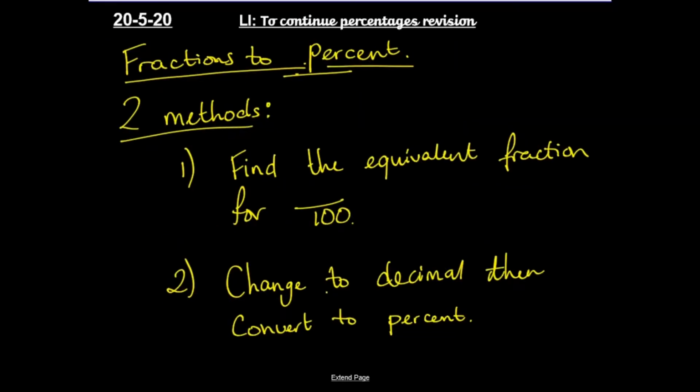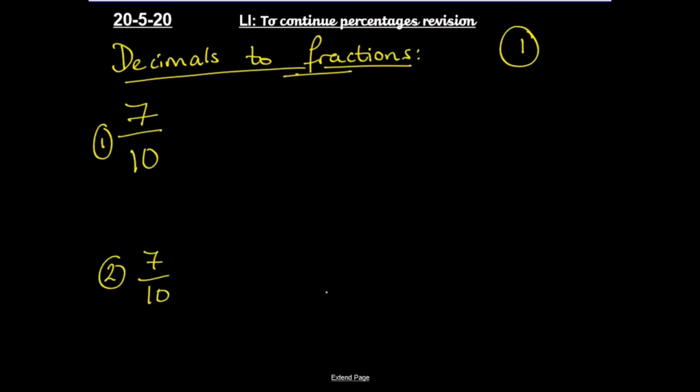Now, the main area that we're actually going to be looking at today is converting fractions to percent. Now, there's 2 methods of doing this. The first way is to find the equivalent fraction to make the denominator be over 100. Okay, so find the equivalent fraction. Or the second method is to change it to a decimal, then convert it to percent. So let's just have a look at those in action.